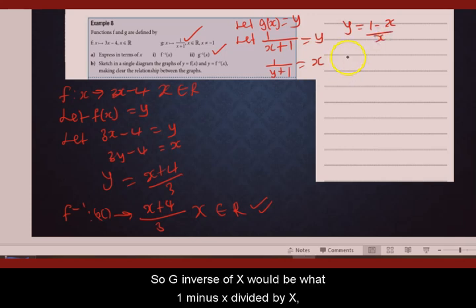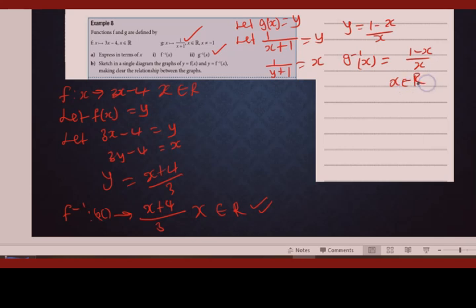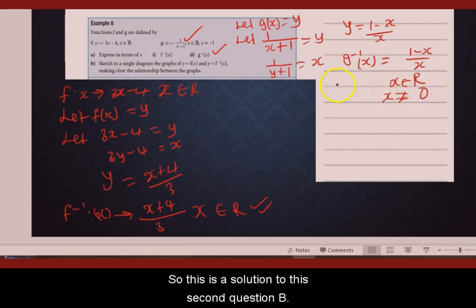Very simple. So g inverse of x is (1 minus x) divided by x, where x is a real number, a member of R. Remember that x is not equal to 0. Correct. So this is the solution to this second question.